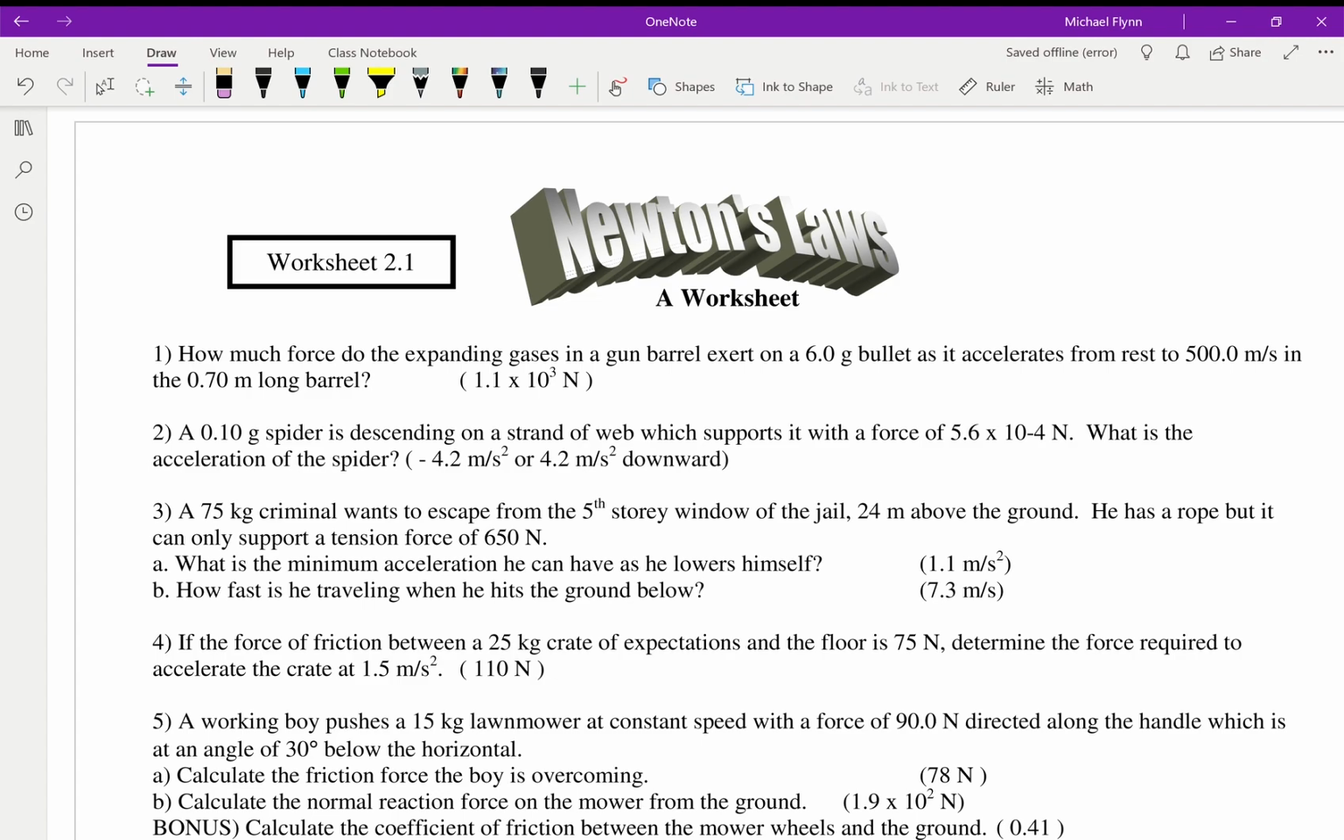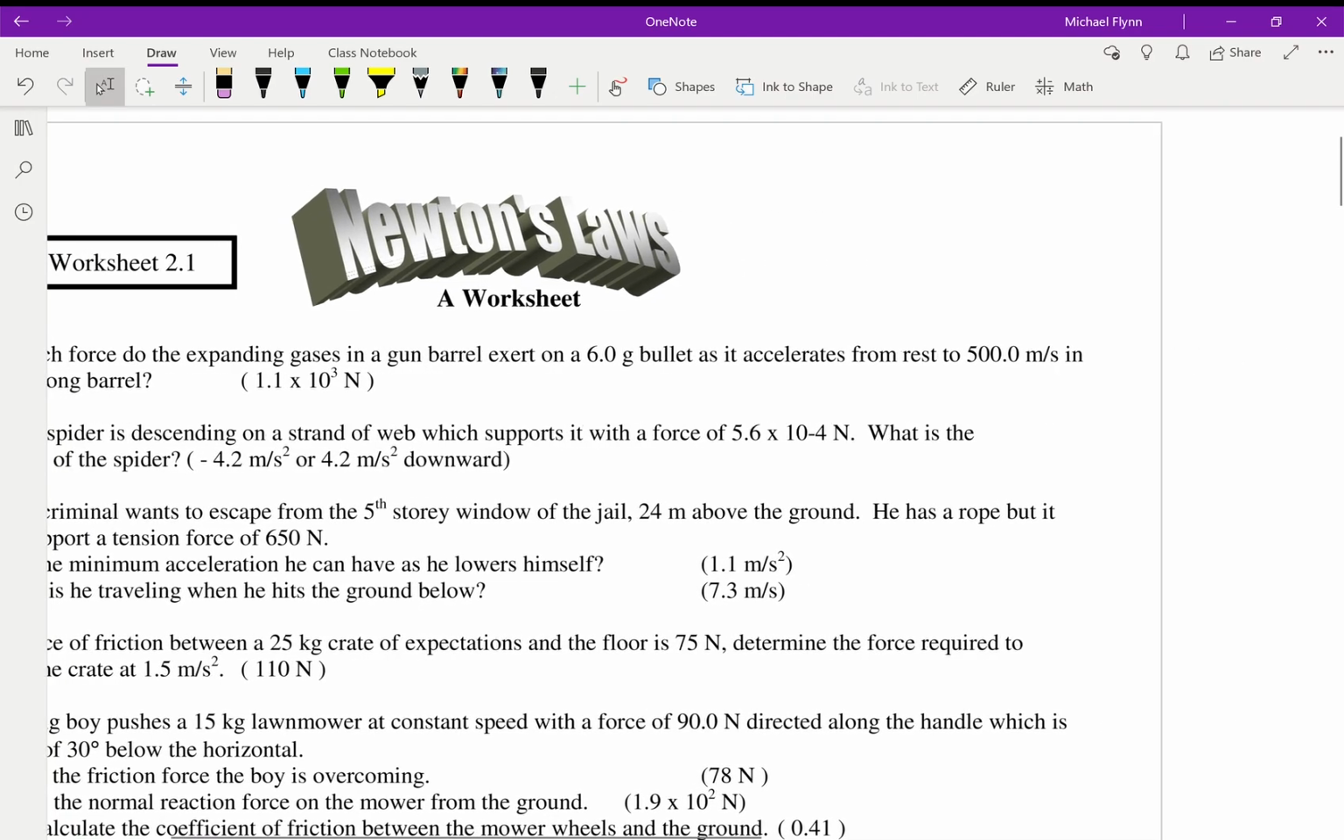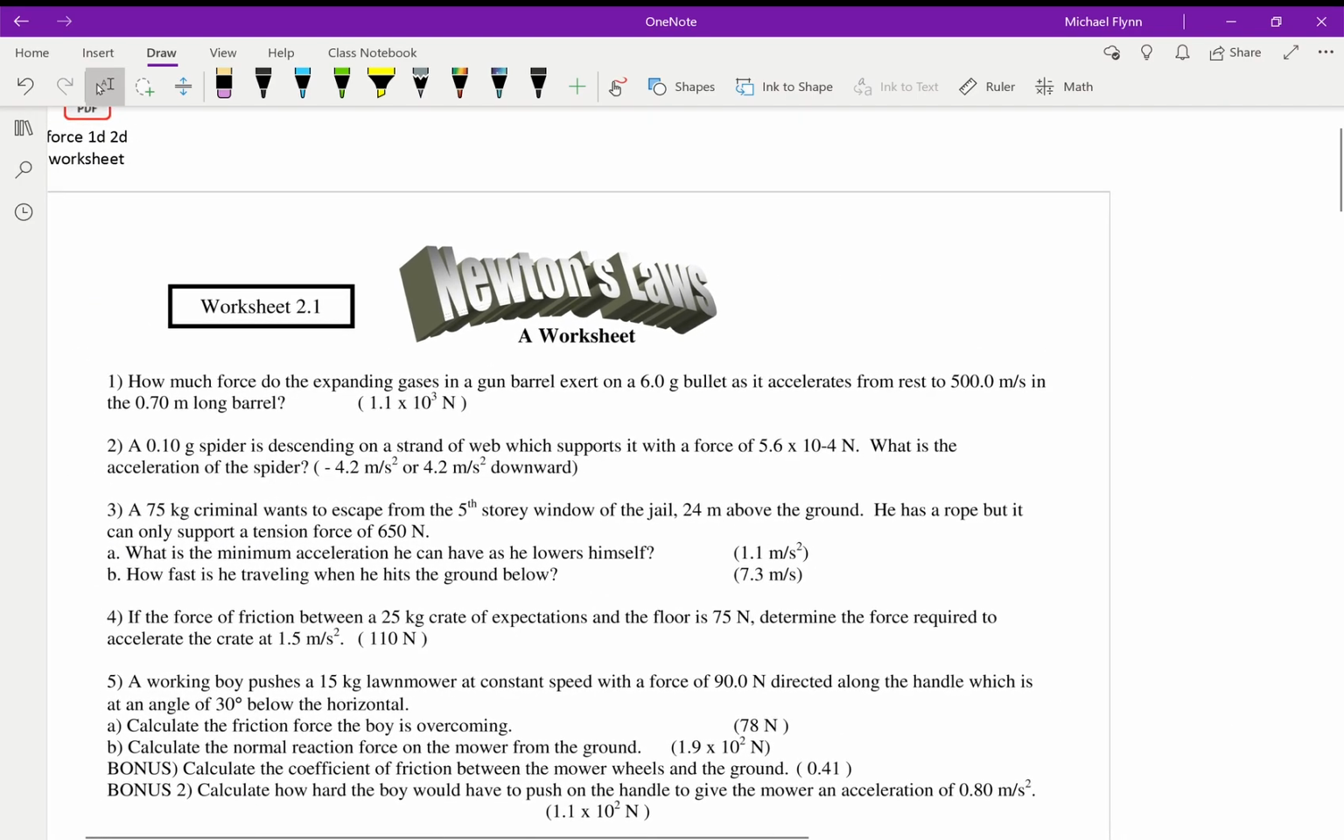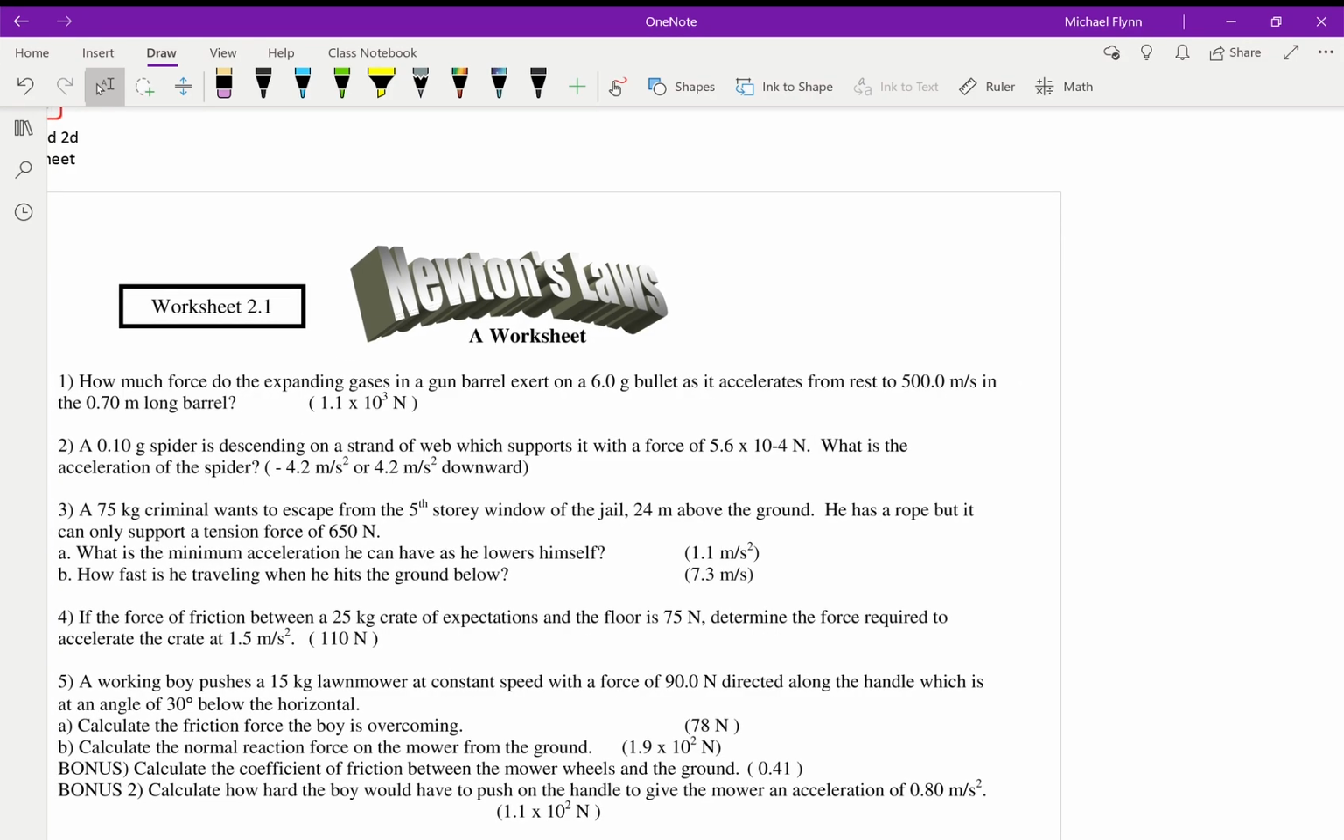How much force did the expanding gases in a gun barrel exert on a 6-gram bullet as it accelerates from rest to 500 meters per second in a 0.7 meter long barrel? All right, we're still talking about motion. So I know this is a very violent question, but anyway, maybe he's only doing target practice, so it's okay. But anyway, look.